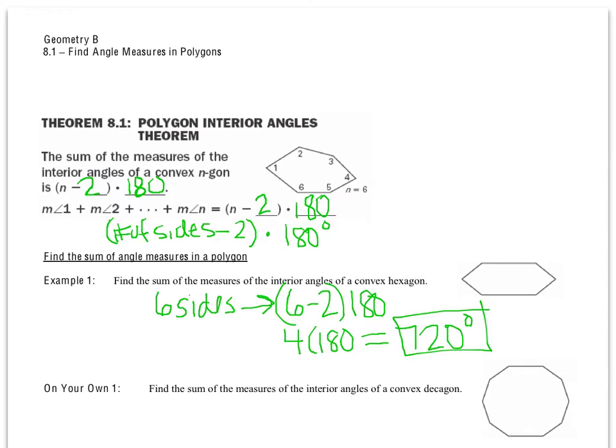Which gives us 720 degrees as the total measure of the interior angles. The next one, find the sum of the measures of the interior angles of the convex decagon, key here being decagon, so it has 10 sides. So since I know it has 10 sides, I'm going to say 10 minus 2 times 180 degrees, which is really 8 times 180 degrees. Which gives us 1,440 degrees.